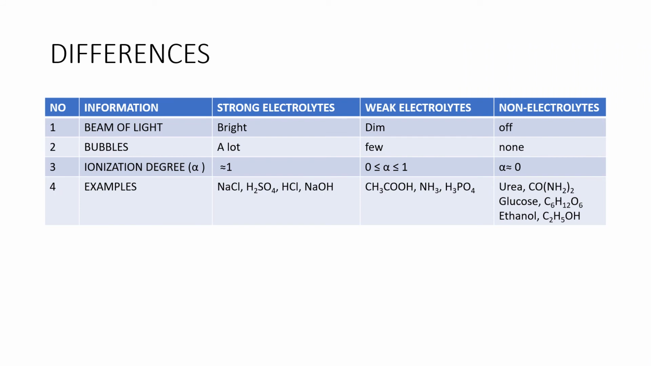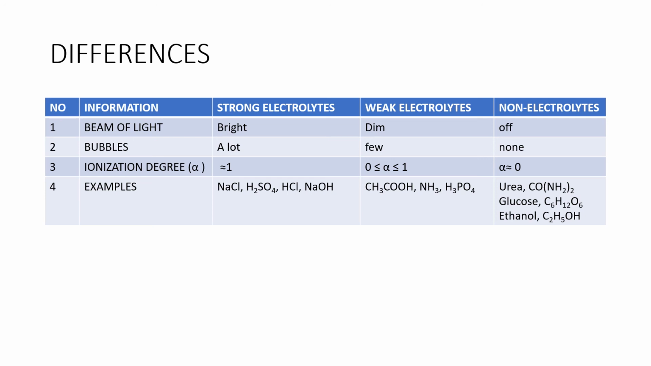If we summarize the differences between strong electrolytes, weak electrolytes, and non-electrolytes, the first factor is the beam of light. For strong electrolytes, bright. For weak electrolytes, dim. And for non-electrolytes, the light is off. Number 2, the number of gas bubbles produced. For strong electrolytes, a lot. For weak electrolytes, few. For non-electrolytes, no bubbles are produced.